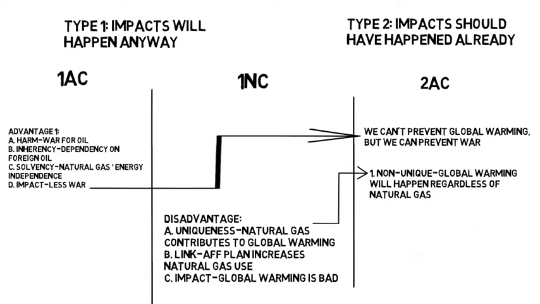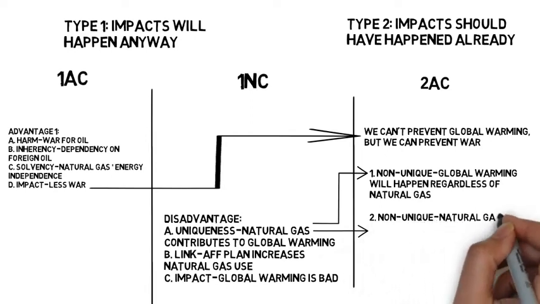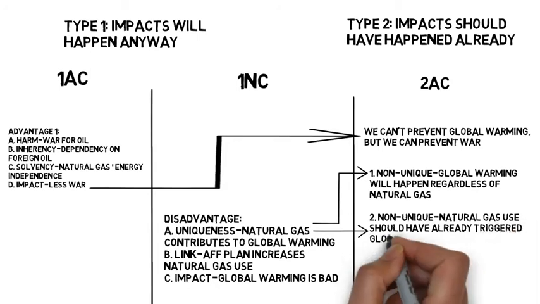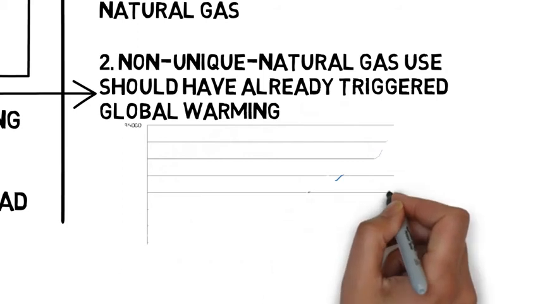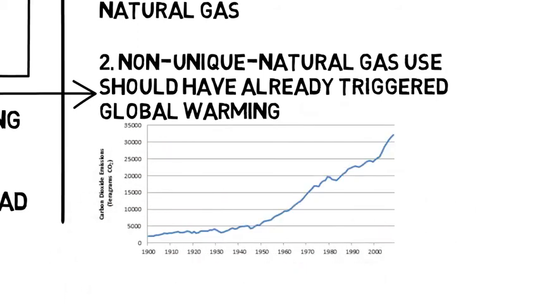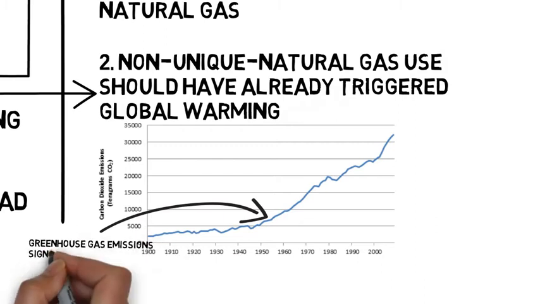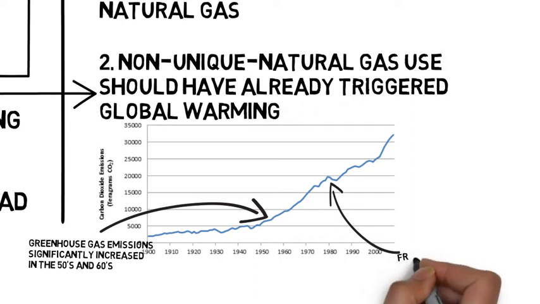The other type of non-unique is to say that the impact should have occurred already. If the argument is that natural gas is going to make global warming worse, then we should have seen a spike in greenhouse gases since the 1980s, when hydraulic fracturing, the newest way to extract natural gas, was first developed. But we don't see that spike. Just the same steady increase in greenhouse gases that was happening well before fracking. In short, there is reason to believe that there is no unique relation between global warming and natural gas.